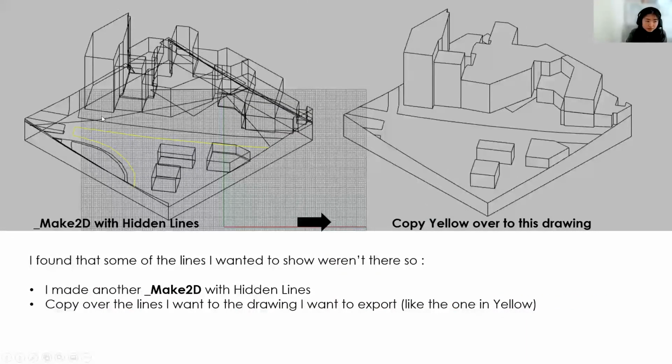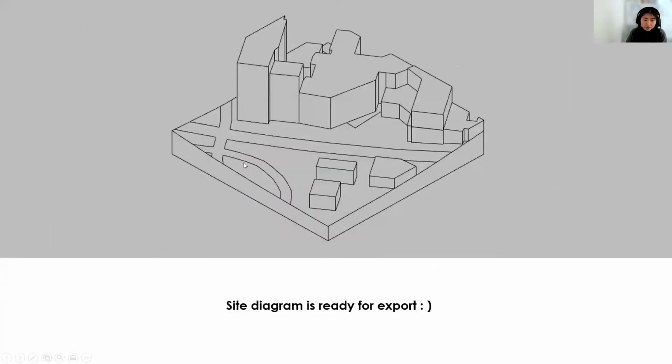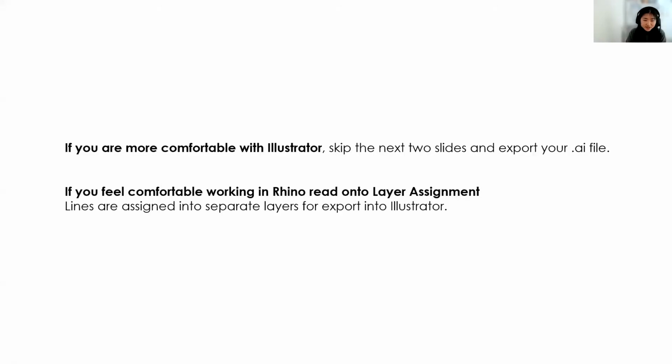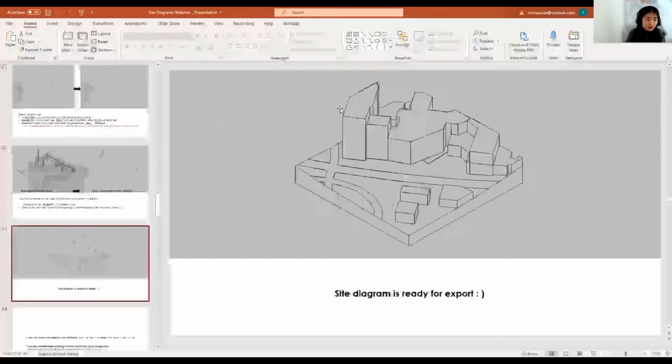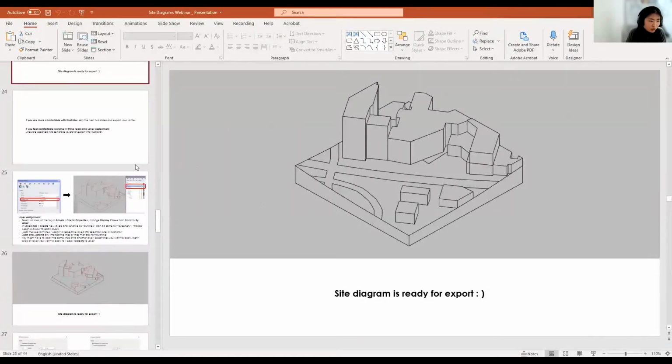And then we'll show you something about some hidden lines later. We'll talk through that. And then we're going to get something like this, and then this is ready for Illustrator export. So that was a really quick overview. And now I'm going to show you what it's like in Rhino.